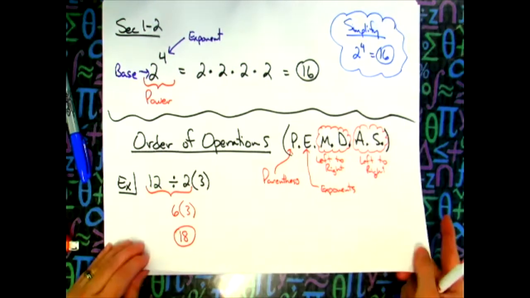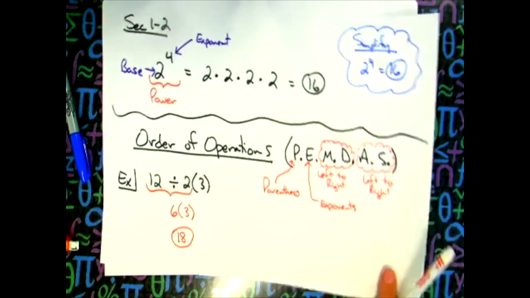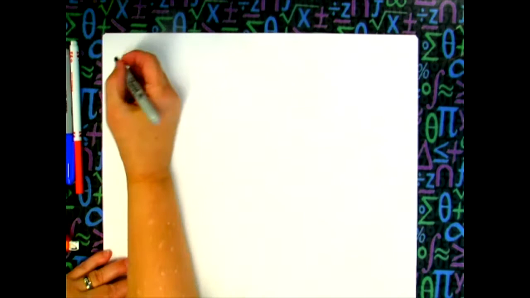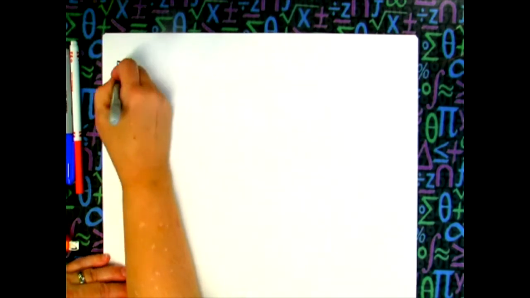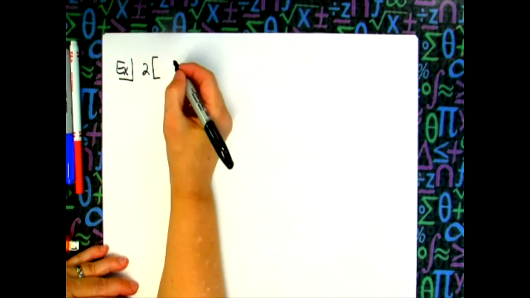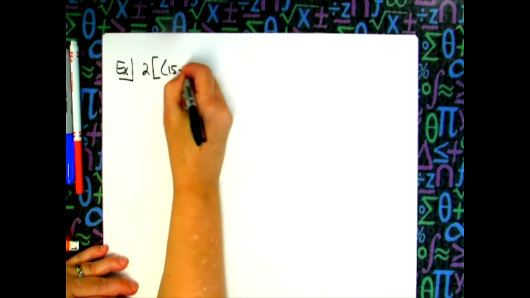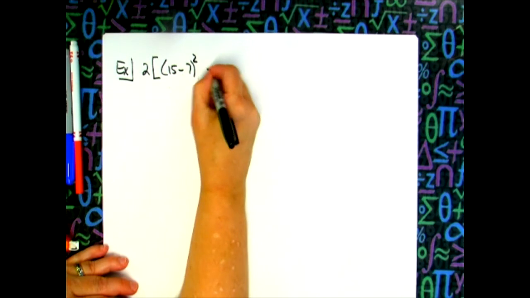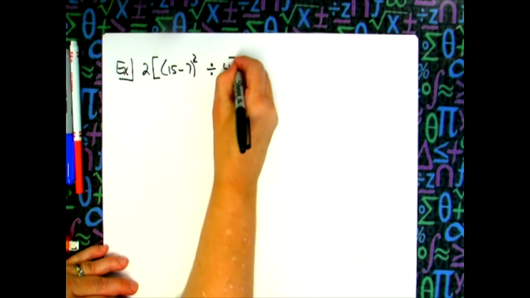Now let's just do some random ones. I can use curvy brackets for parentheses. I can use square brackets. The problems will get a little bit longer than what you saw in middle school. So let's do a little bit longer one here. Let's do a 2 with a square bracket. And then let's do a 15 minus 7 squared divided by 4.